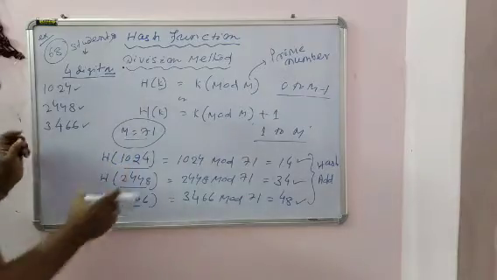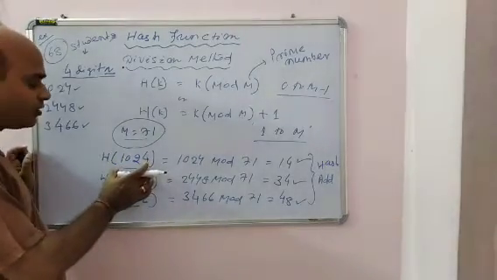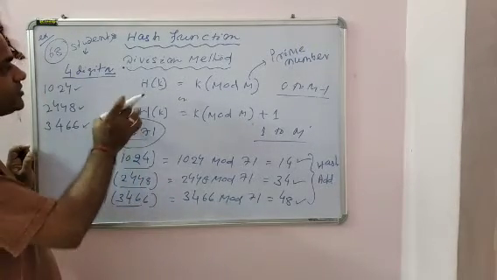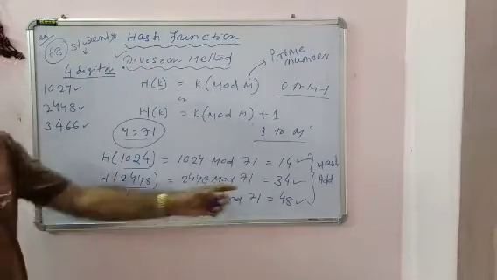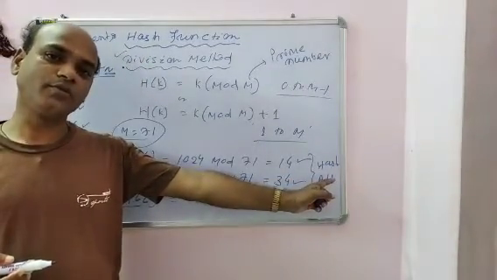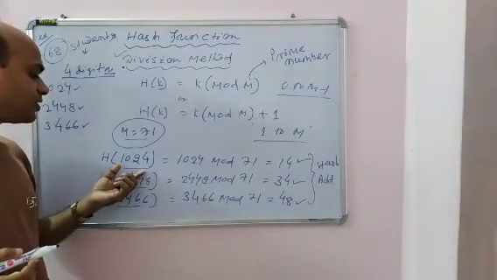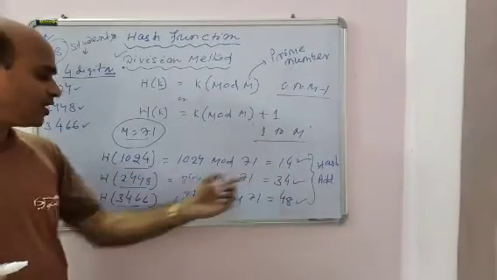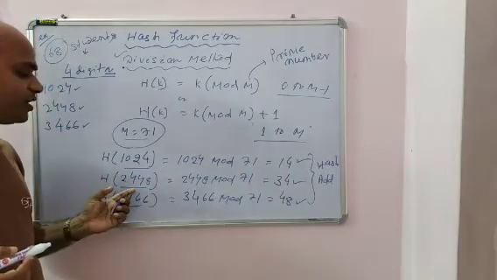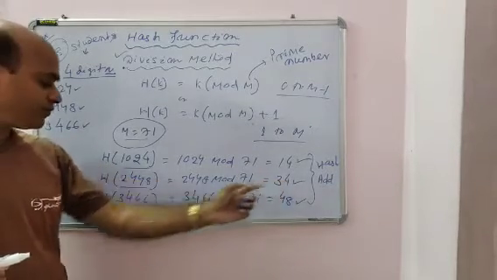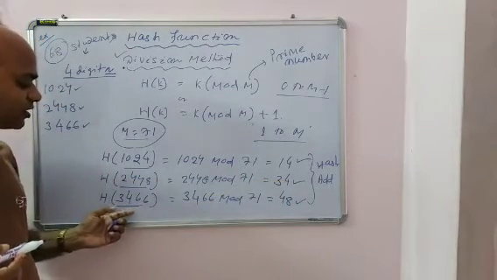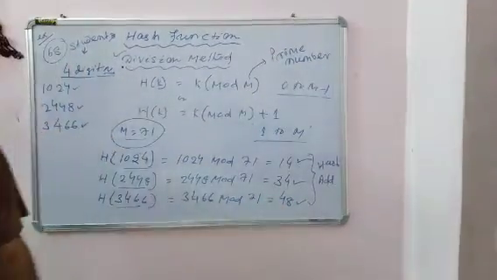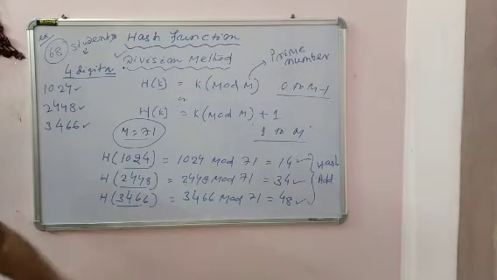So by considering the 4-digit roll numbers 1024, 2448, and 3466, we can use the hash function, the division method, and find the hash address, that is the address of the memory. The information of the student with roll number 1024 is stored at hash address 14. Similarly, roll number 2448 will be stored at 34, and 3466 at location 48. So these are the memory addresses.